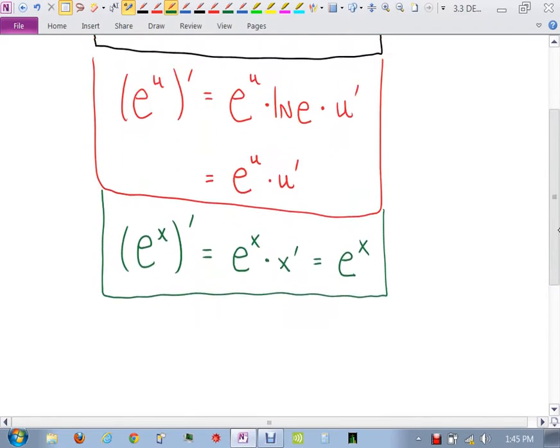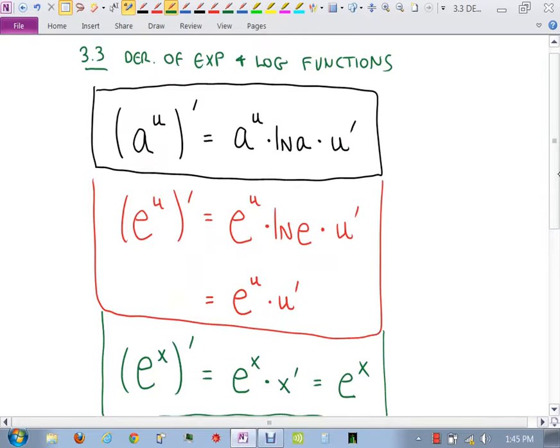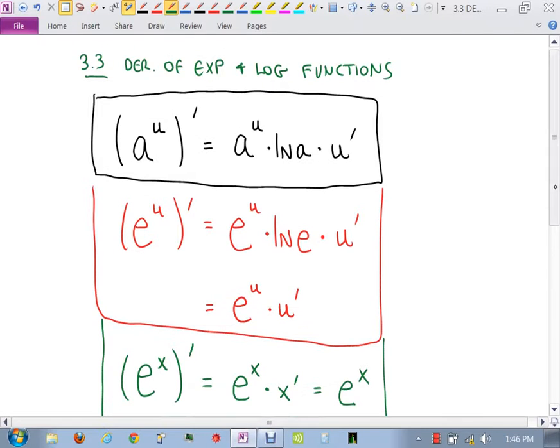All right, so the black one up there is the most general idea behind derivatives of exponential functions. The red one is if you have e to some junk, and the green one is if you have e to the x. With me?